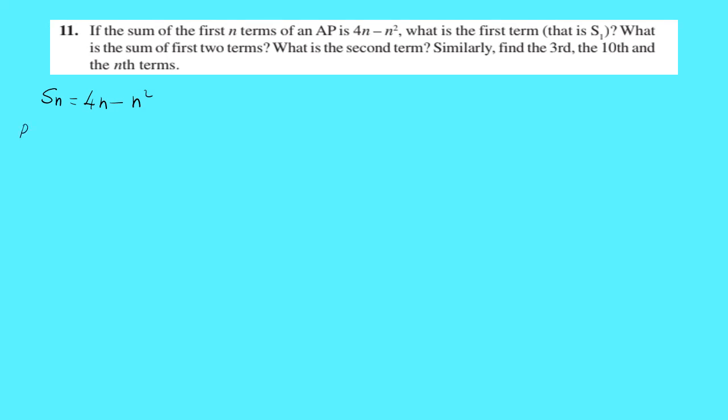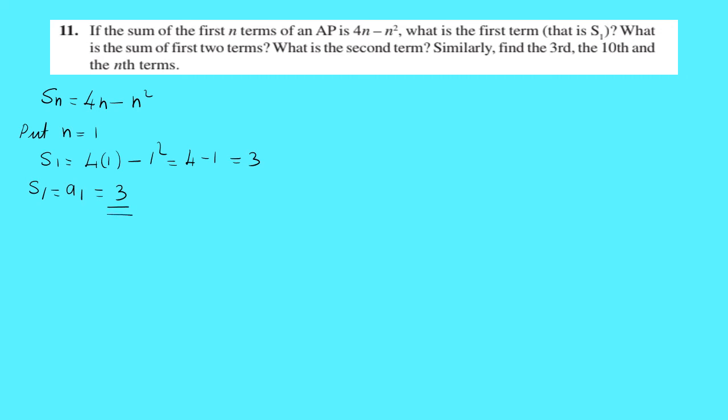Now, putting n equal to 1, you are getting S1 equal to 4 multiplied by 1 minus 1 square, that is 4 minus 1, that is 3. So the sum of first term, that is S1, you are getting as 3. And we already know that sum of first term is the first term only, that is S1 equal to A1, that is equal to 3. So you are getting the first term as 3.